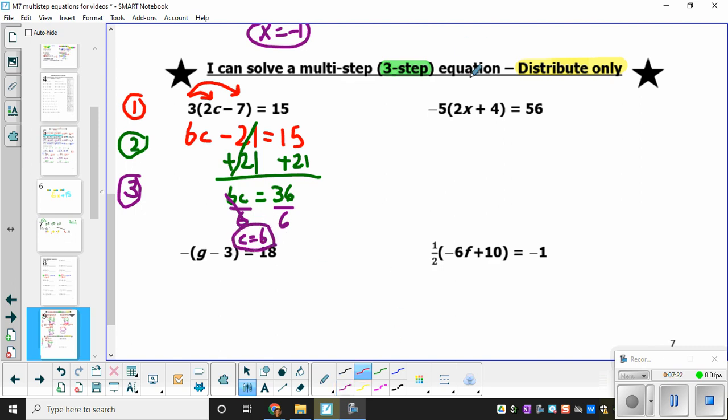All right, for the one next to it over here, when we're distributing, you might have to distribute a negative number. This one we distributed a positive 3, but here we're going to distribute a negative 5. And negative 5 times 2x is going to be a negative 10x. And negative 5 times 4 is negative 20.